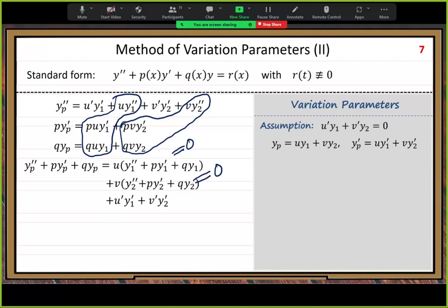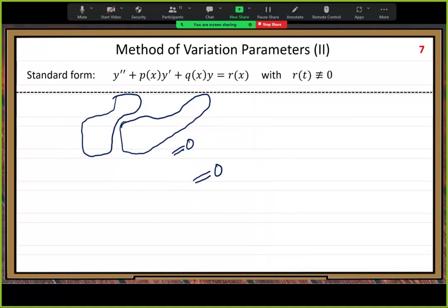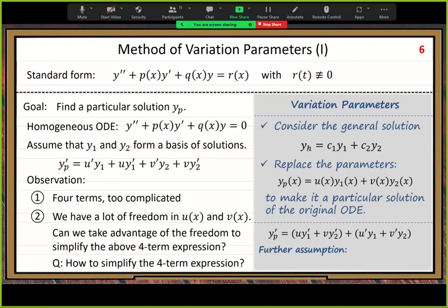Let me go back to our assumption. Read this. Assume that y1 and y2 form a basis of solutions of the homogeneous equation. Here, what I mean is the homogeneous one. So it's not like magic; we had this before.